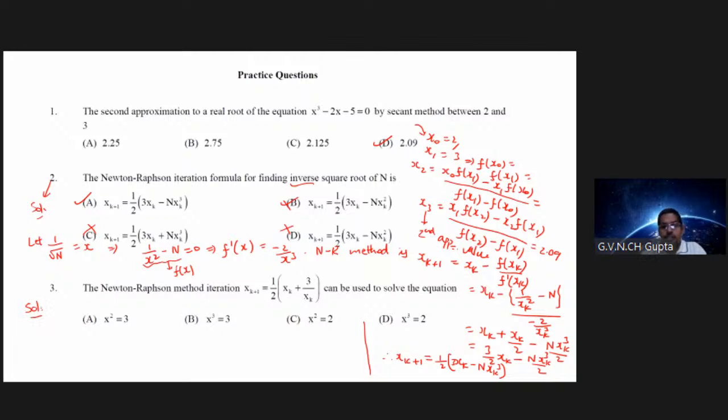So when you take LCM, you will be getting x square in the numerator and denominator 2x. The x square derivative is 2x, which is nothing but a quadratic equation. This is the number n. So I think you will be getting it directly. This is also option A.